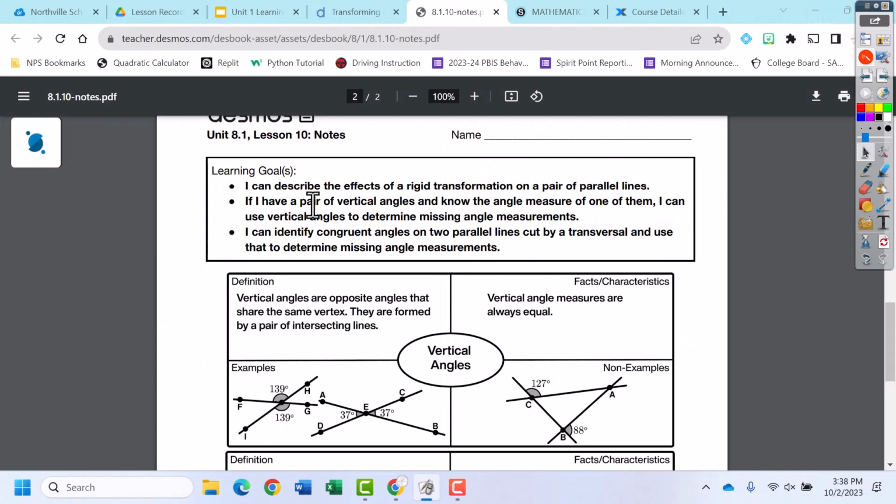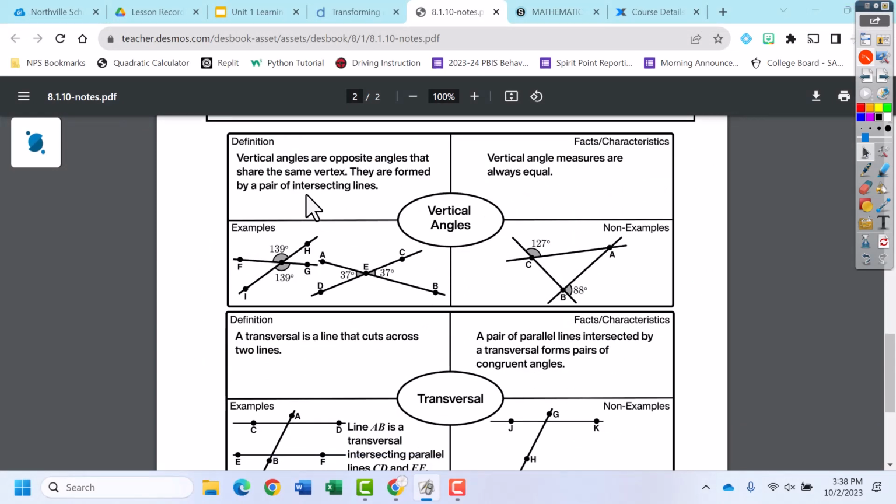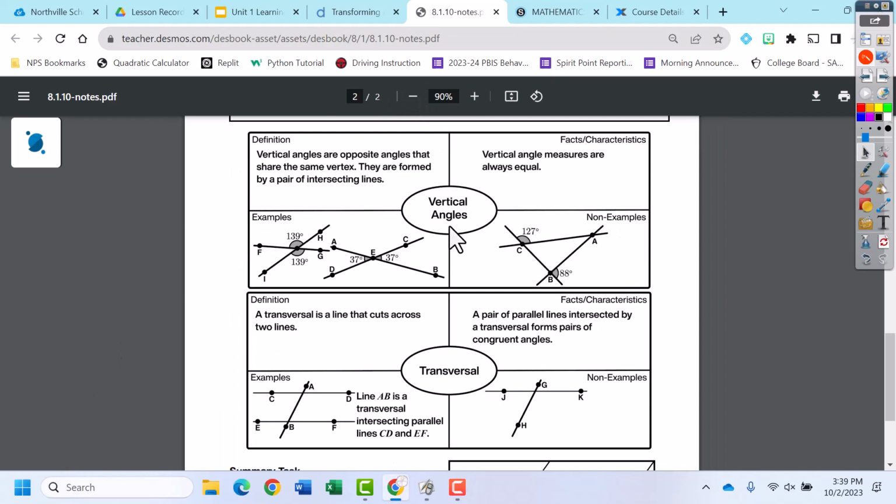Let me scroll past these learning goals that we discussed earlier when the lesson opened and take a look at two vocabulary words that you should fill in on page 43 of your math notebook. One thing we talked about were vertical angles. So let's nail that down a little bit. Vertical angles are opposite angles that share the same vertex, and they're formed by a pair of intersecting lines. And you see some examples here. Whenever I have intersecting lines, the opposite angles have the same degree measure. You can see these two that are 139 degrees and these two that are 37 degrees.